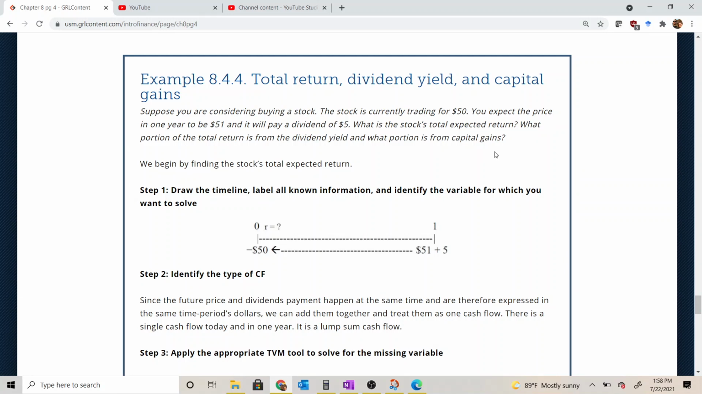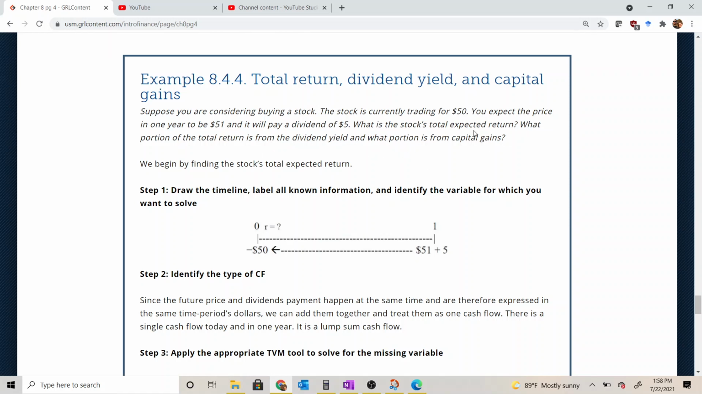So let's read the setup. It's going to be awfully familiar at this point. Suppose you're considering buying a stock. The stock is currently trading for $50. You expect the price in 1 year to be $51 and it will pay a dividend of $5. What is the stock's total expected return? What portion of the total return is from the dividend yield and what portion is from capital gains?